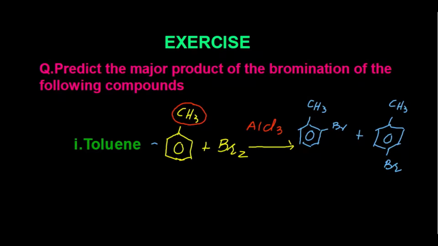For this purpose, we must require here 2 moles of toluene. I hope this reaction is clear to you, students. Now let's see what the next reaction is. Here nitrobenzene, we are asked to do the bromination of nitrobenzene.